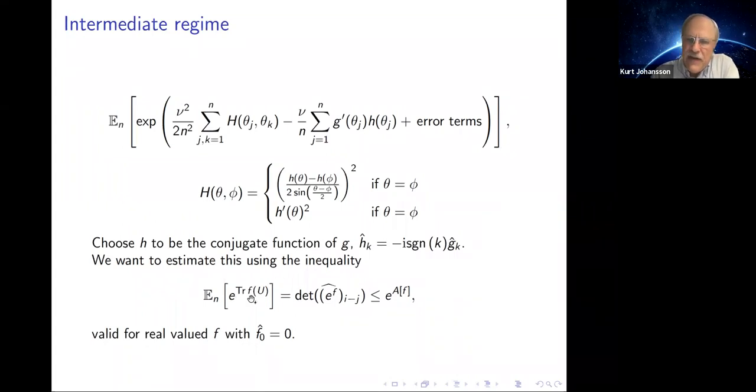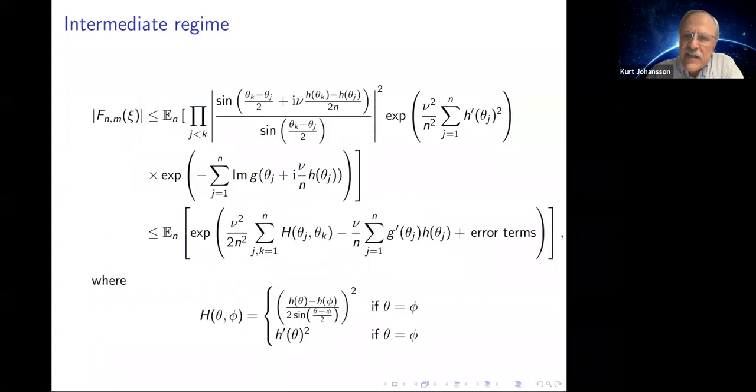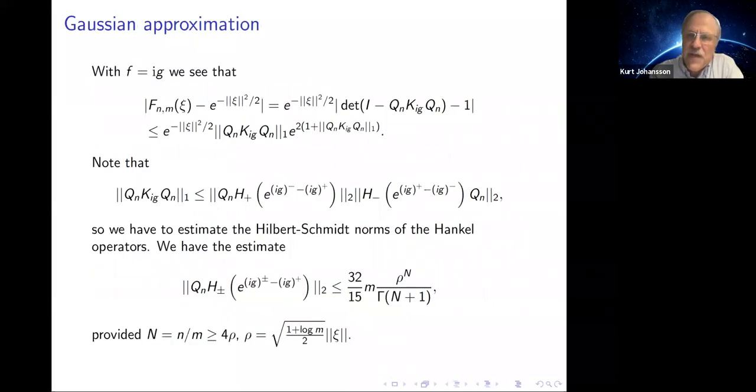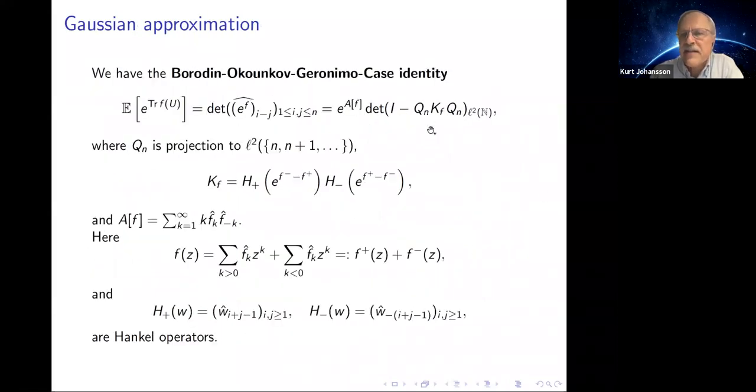And if you have a linear statistic, so a trace of some function of u here, the expectation of that, which was this Toeplitz determinant, goes to e to the A f by the strong Szegő limit theorem again. But for a real valued f with mean 0, this is actually an upper bound also, so it actually increases towards its limit. You can see this also from the Borodin-Okounkov-Geronimo-Case identity, just because this Fredholm determinant is less than or equal to 1.